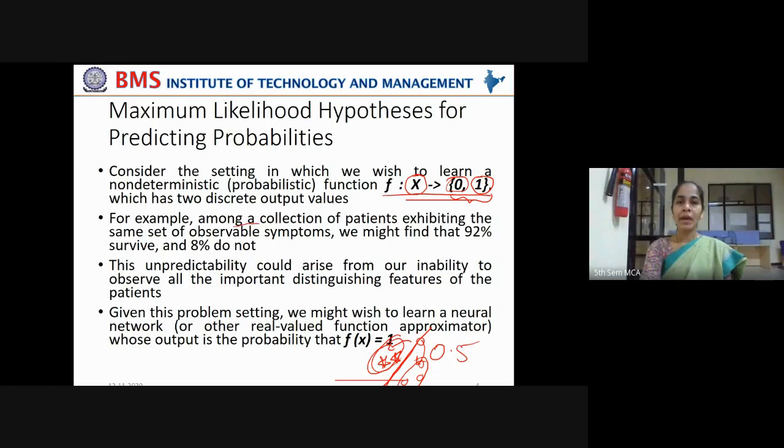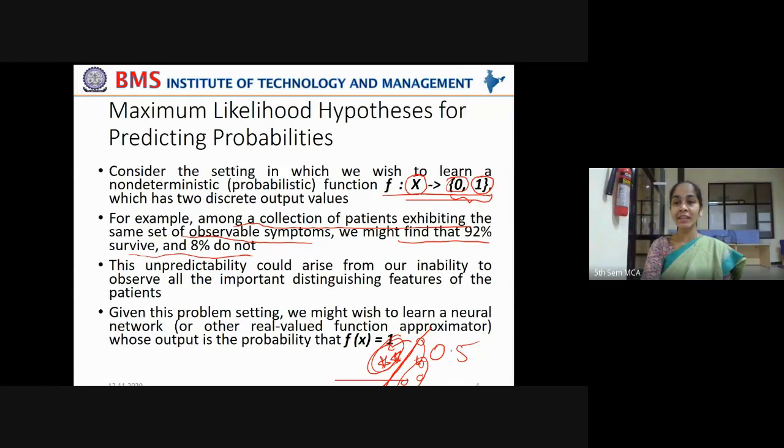For example, among a collection of patients exhibiting the same set of observable symptoms, understand it carefully. Among a collection of patients, you have a group of patients exhibiting the same set of observable symptoms. All are having observable symptoms. The features are same. The symptoms of the disease are same. Under that scenario, we might find that 92% survive and 8% do not.